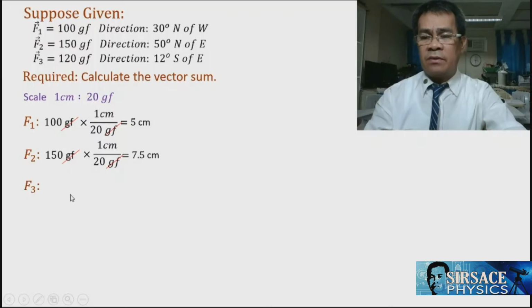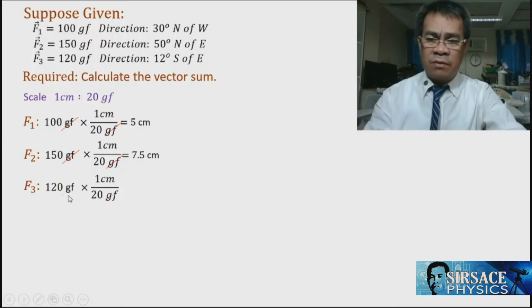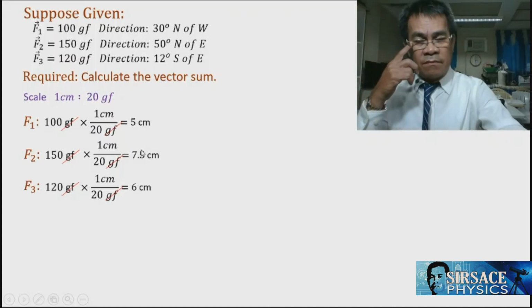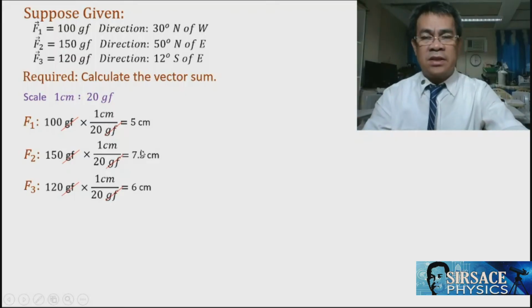Then for F3, the 120 gram force converted to centimeter. So therefore, you have to divide by 20 again. Cancel gram force. And the answer is 6 centimeters. These are the scales that we use. This is the dimension or the magnitude. So we will be using a ruler. So again, you have to use the centimeter.